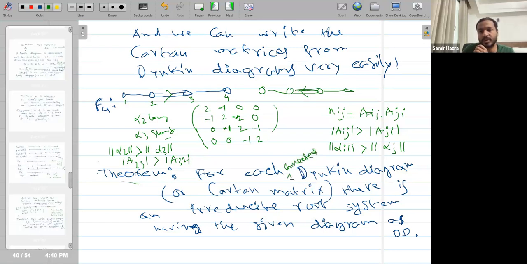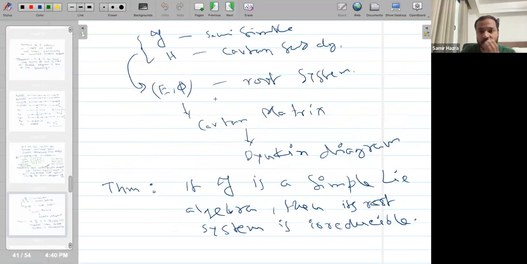Okay, so connected Dynkin diagrams. As we have seen, if the root system is reducible, the Dynkin diagram is disconnected. It has only connected copies. So this theorem asserts that there is a root system. Well, so we started with G a semisimple Lie algebra, H a Cartan subalgebra, and then from there we got a root system. Then by choosing a base and an order of the simple roots in the base, we can write a Cartan matrix, and from there we could find a Dynkin diagram.